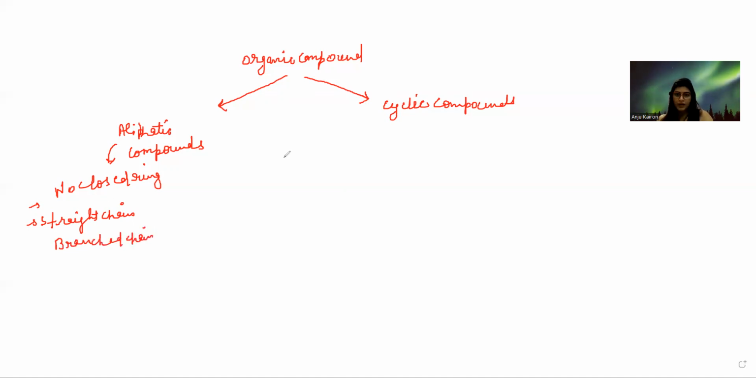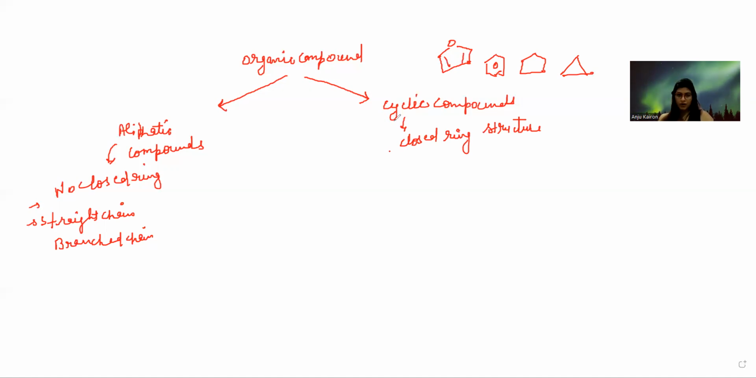All right. In this cyclic compound, they have closed ring structure like this, like this, like this. All right. These all are cyclic compounds. Now, cyclic compounds are also categorized into two parts, homocyclic and heterocyclic.